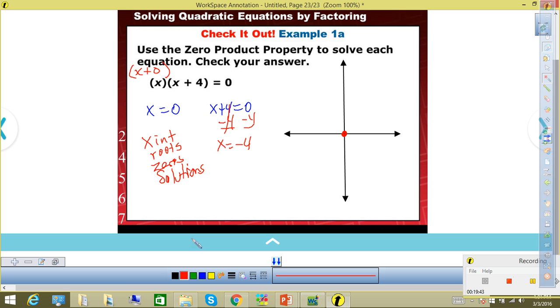Oh, I already placed my y-intercept. There it is. Now let's plot our x-intercept. What's our x-intercept? 0. There it is. And what is my other root? Negative 4. Okay. Now, let's see. What is x times x? X squared. That's a positive, so it's a happy face, right? Here we go. From left to right.